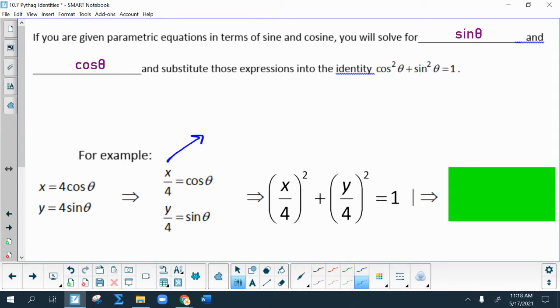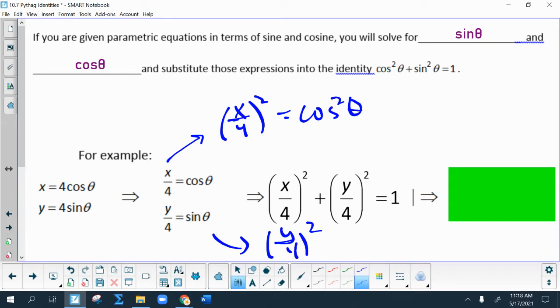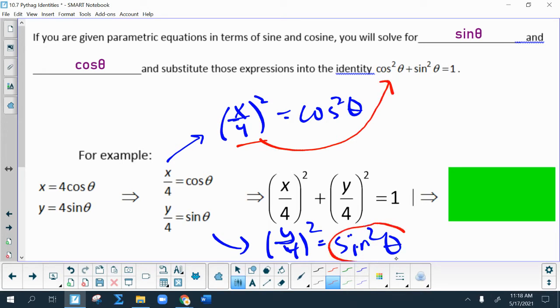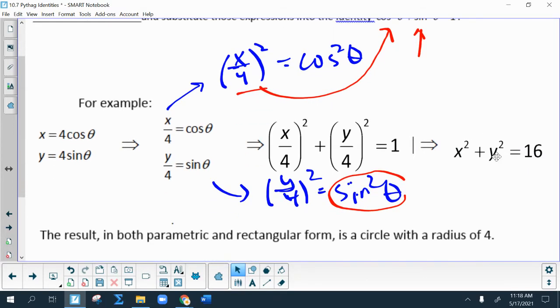So if I take this thing and I square the left, let me write it so it looks the same as below. It's x over 4 squared equals cosine squared. And then this is y over 4 squared equals sine squared. So you've squared both sides, and then you're going to substitute x over 4 squared in for cosine squared, and this sine squared part, which is y over 4 squared, goes in here. And then you may want to simplify it.